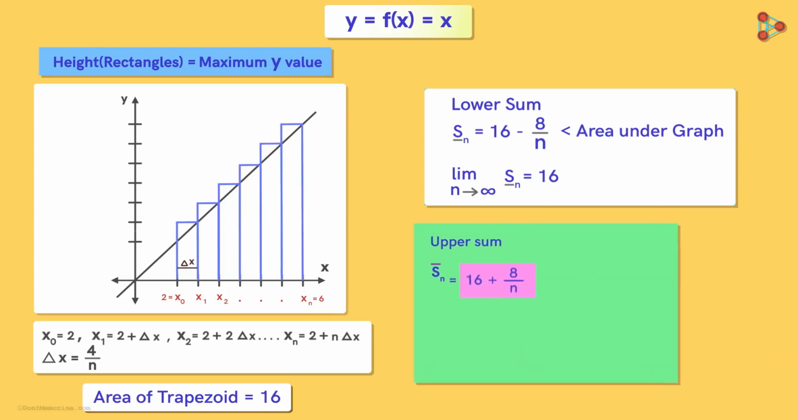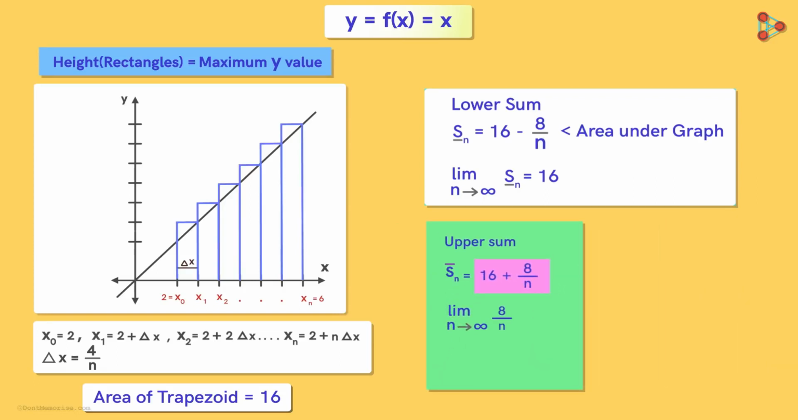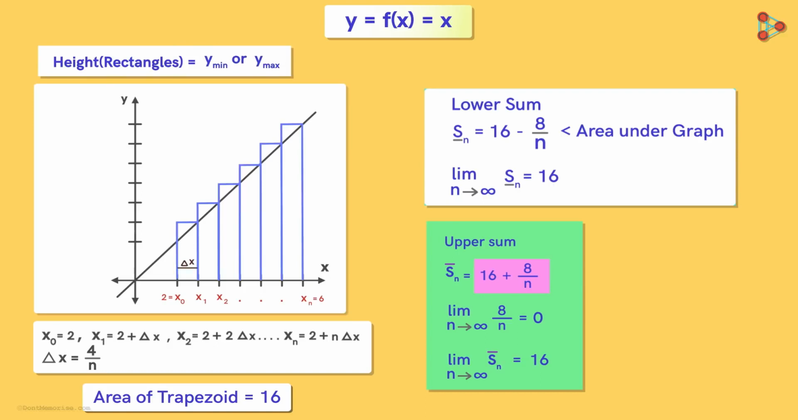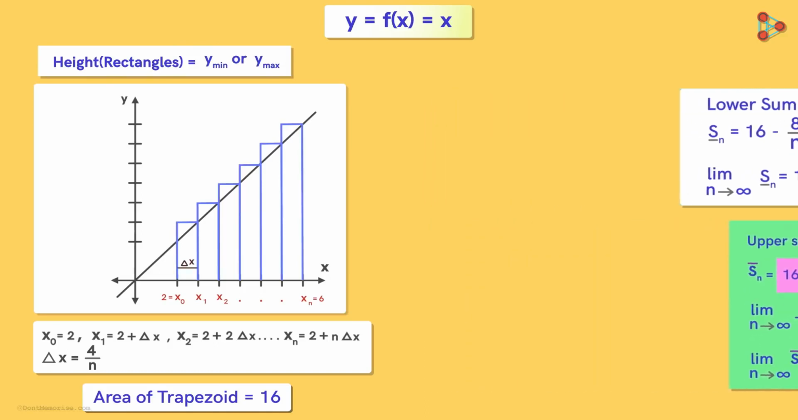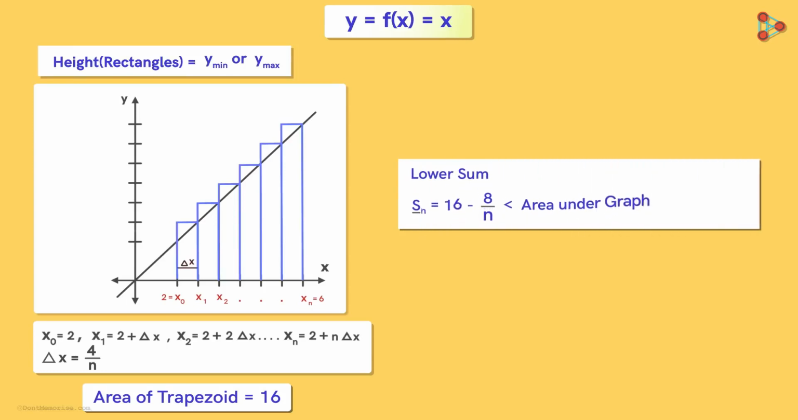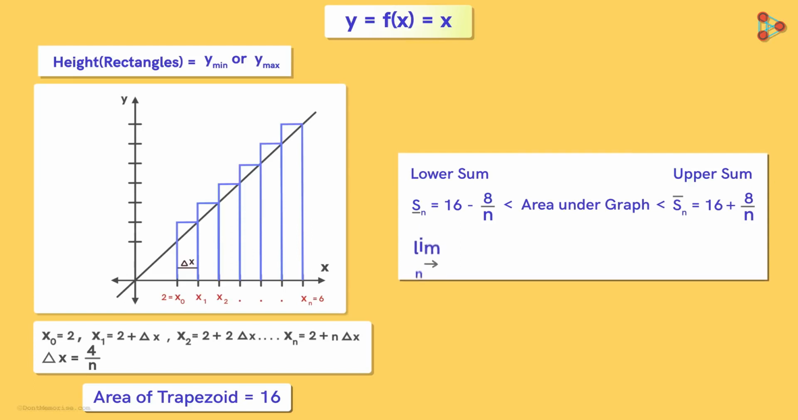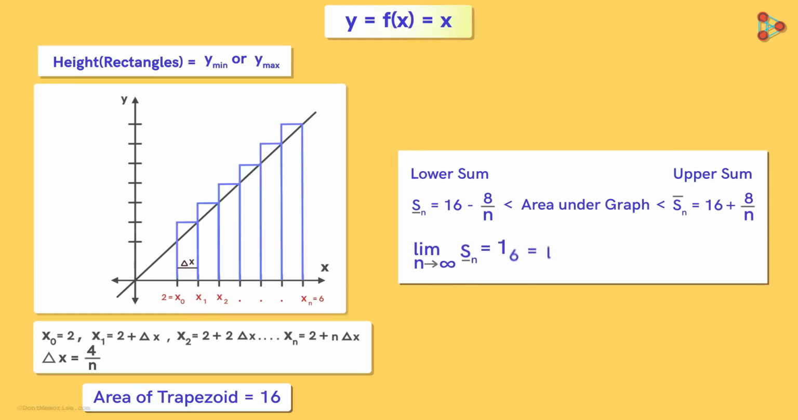From this, we can see that as n tends to infinity, the term 8 over n will approach 0. So we see that in this case also, the sum of the areas of the rectangles will approach 16. Therefore, we get that the height of the rectangles can be the minimum y values in each subinterval or the maximum y values. In the first case, we get the lower sum, and in the second, we get the upper sum. And in the limit n tends to infinity, both the sums approach the area under the graph.